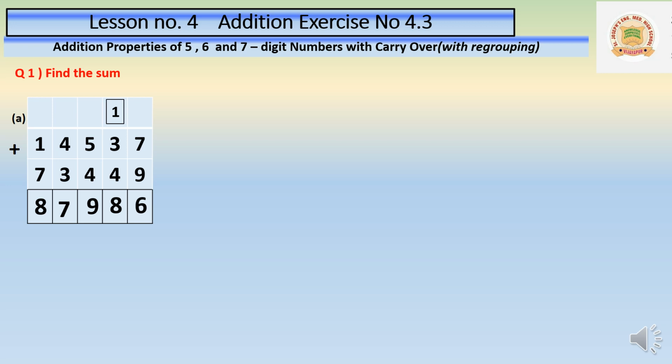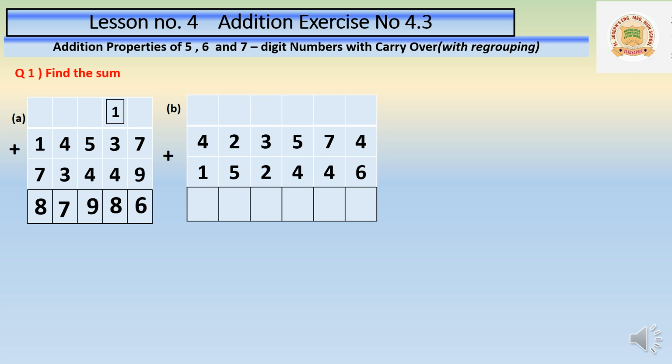That is question number B. The given question is 4,23,574 plus 1,52,446. Now addition will begin with the ones number. In the ones place we have 4 plus 6, that is 10. 0 will be written in the ones place and 1 will be carried to the 10th place.